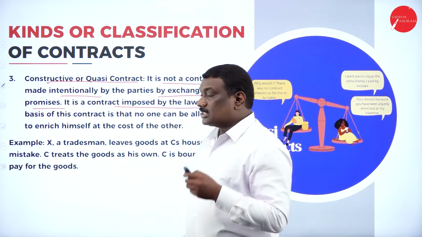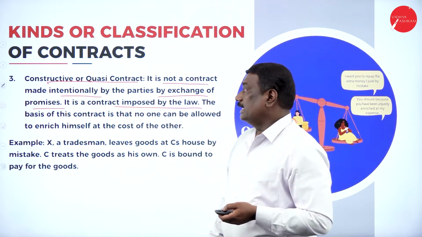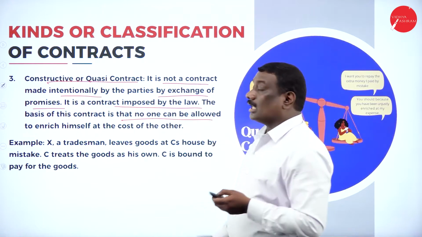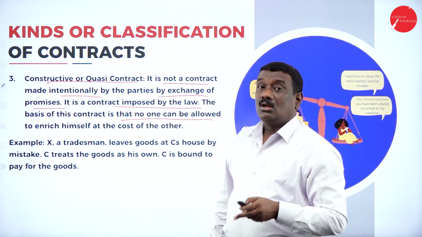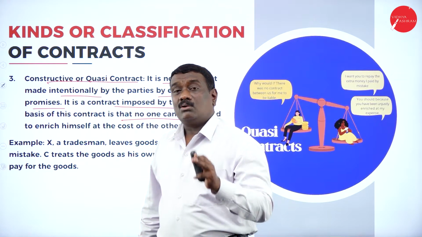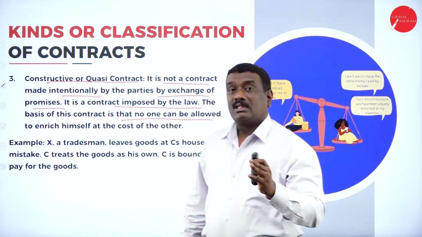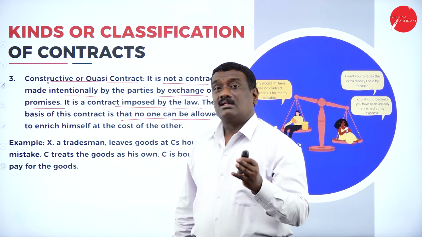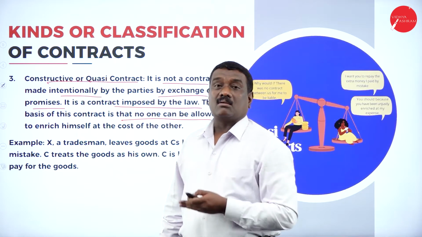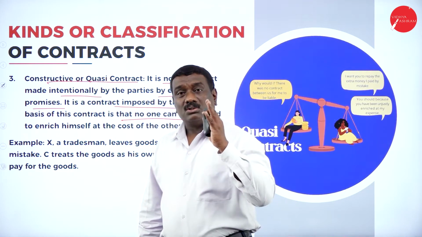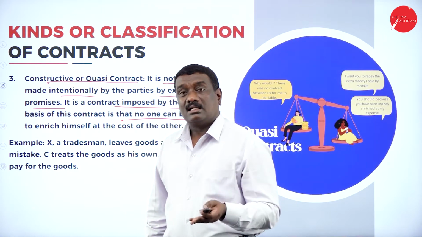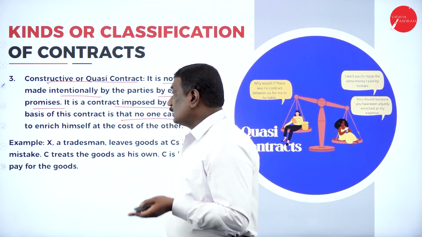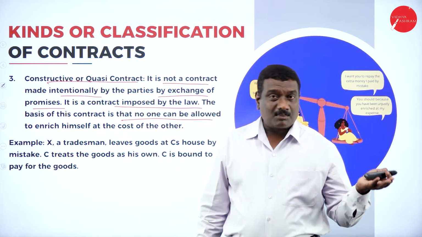So here the basis of this particular contract is what? It says that no one can be allowed to enrich himself. No party will be allowed to enrich himself, that is, should not get the benefit without making an agreement. So no party should get enriched with the benefit at the cost of the other party.